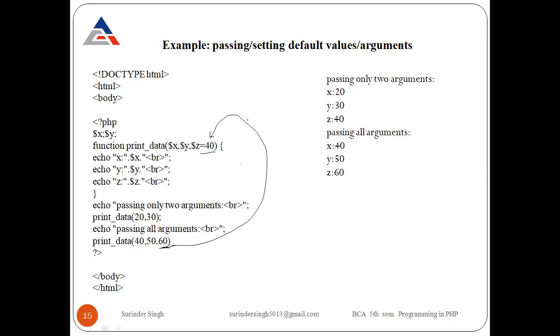And the rule is we have to define default values from right to left. Okay, from right to left. We have to define the value of z, then y, then x. We cannot define a value in between or from the left side. We have to define values from the right side. This is the rule.